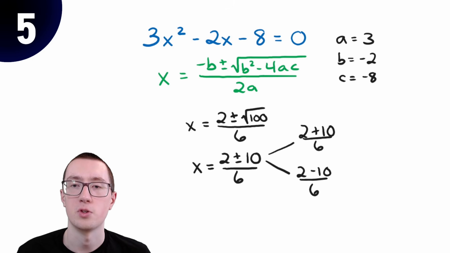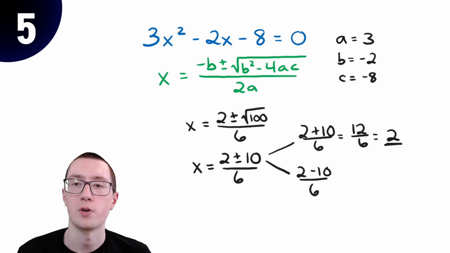So let's simplify the first one. 2 plus 10 is 12 over 6, and 12 divided by 6 is 2. So 2 is one of our answers. And now if we look at the other one, we have 2 minus 10 over 6. 2 minus 10 is minus 8 over 6.